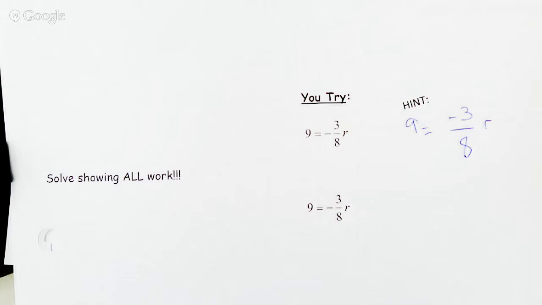Let's have a little strategy session first. The first thing you're going to do is multiply both sides by what number? 8. Right on. Go ahead. Try it out on your own.